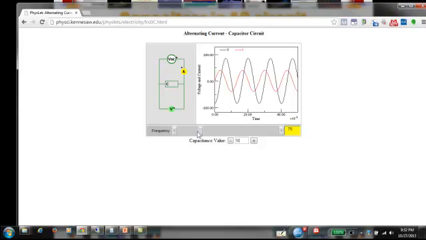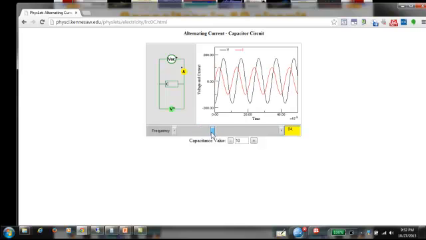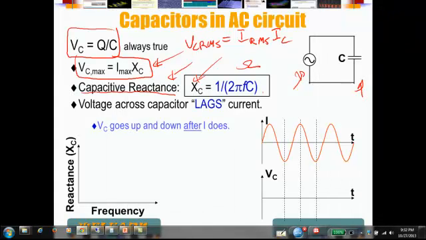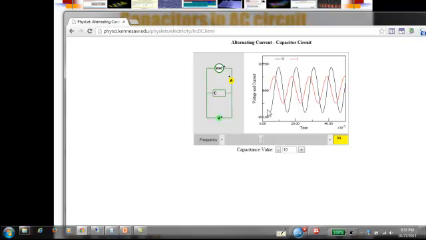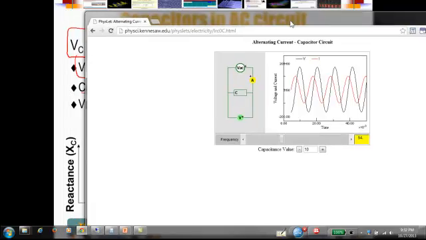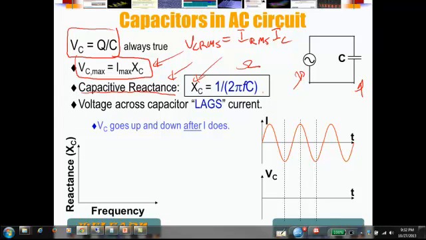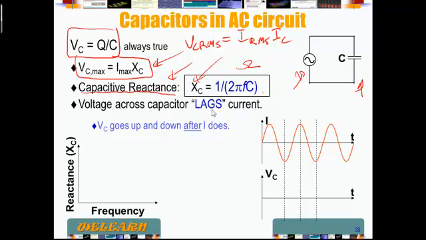In other words, we notice that the current and the voltage for a capacitor are not in phase. They are actually 90 degrees out of phase. And in this case, let me put it back, the voltage looks like it is behind the current. The current looks like it is ahead of the voltage. So the voltage across the capacitor lags the current.